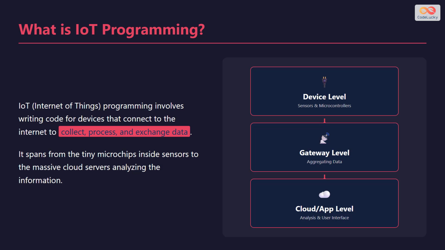Internet of Things programming is the art of writing code that allows physical devices to connect, communicate, and exchange data over the internet. This process is not just about one single device. It spans the entire ecosystem, starting from the code running on the tiny chips inside sensors, moving to the gateway devices that aggregate this data, and finally reaching the cloud servers where the information is analyzed and displayed to the user.